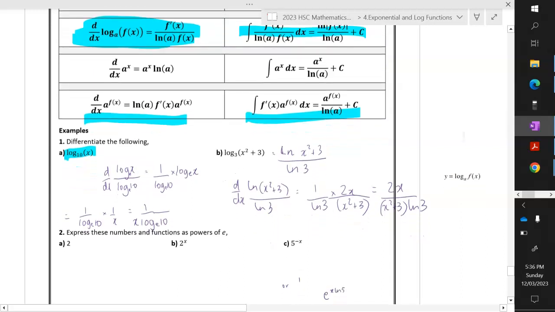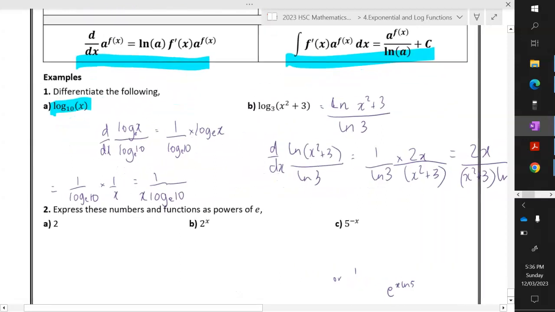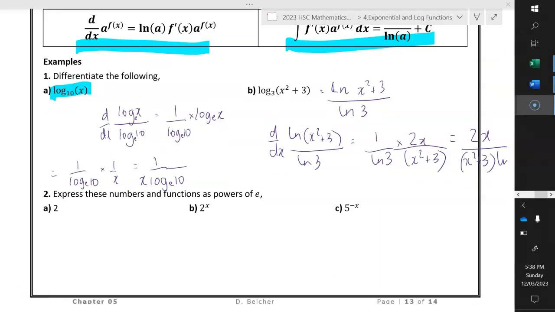Let's have a look below. What we're going to do is express these numbers and functions as powers of e to start with. Let's do that. Okay, so we learned how to do this a little while ago. So 2 would be equal to e to the log 2. So in essence, what's happening is our e and our log would be kind of cancelling each other out, and we'd be left with the 2. So that's that as a function as a power of e, basically.